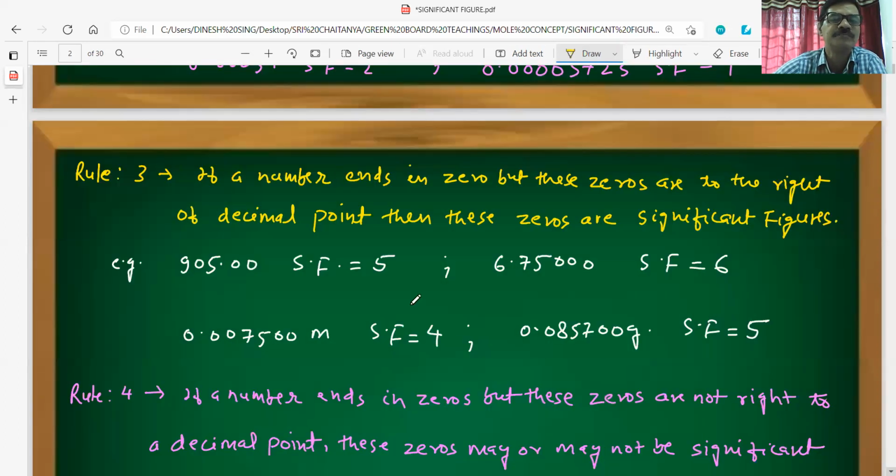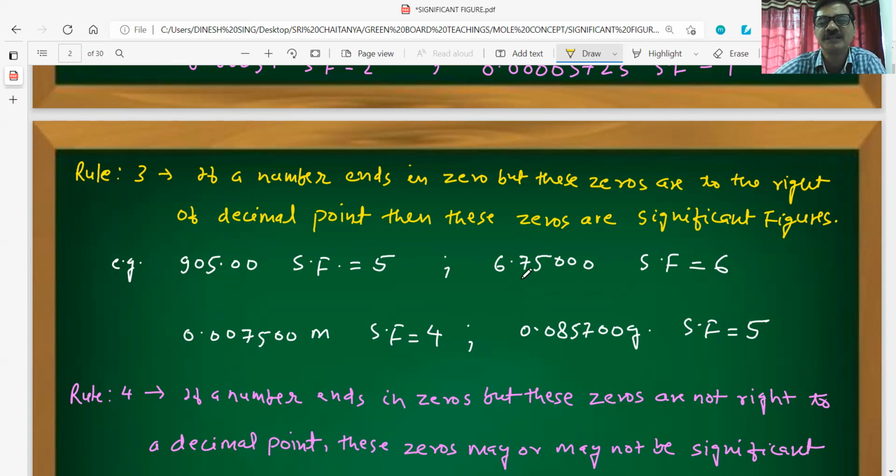Now what is rule 3? If a number ends in zeros, and these zeros are to the right of the decimal point, like this 905.00, then these zeros are considered as significant figures. After the decimal point, if any number of zeros are there, they will be considered as significant figures. So here total significant figures are 5.